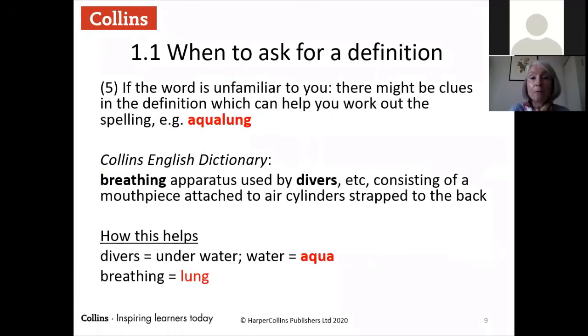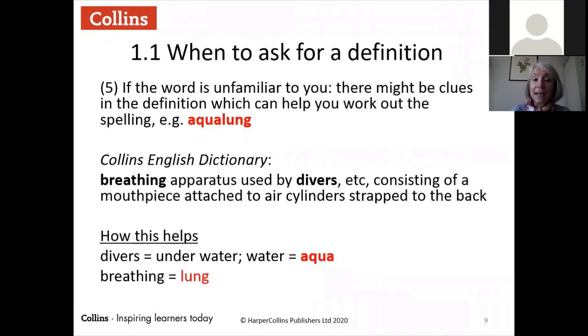If the word is unfamiliar to you, ask for the definition because there might be clues in the definition which can help you work out the spelling. So in a competition in St. Lucia a couple of years ago, we gave a young lady competitor the word aqualung to spell. And she hadn't heard this word before, she was unfamiliar with it. But her teacher had done some work on combining forms and some preparation, and the young lady asked for the definition and thought about it.